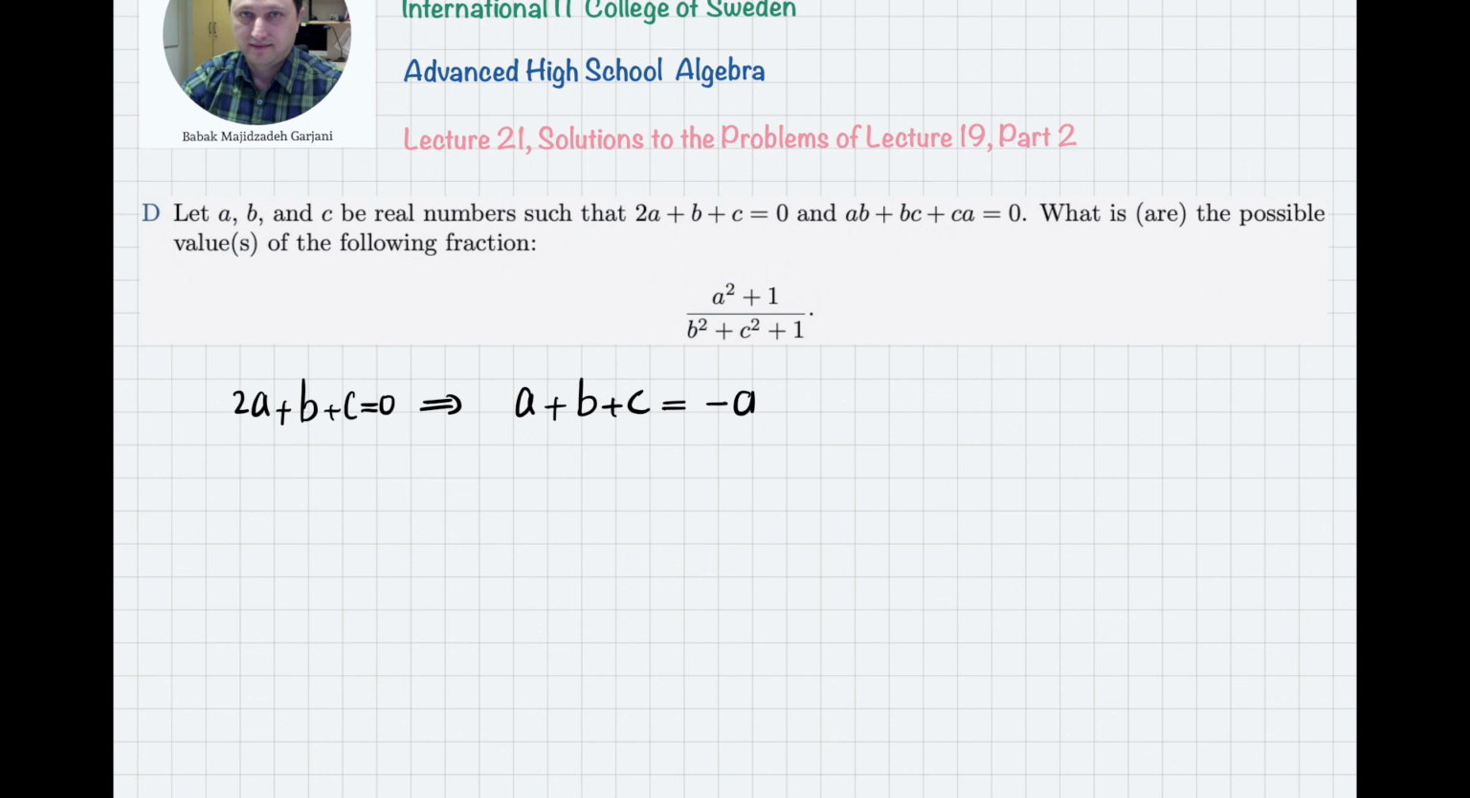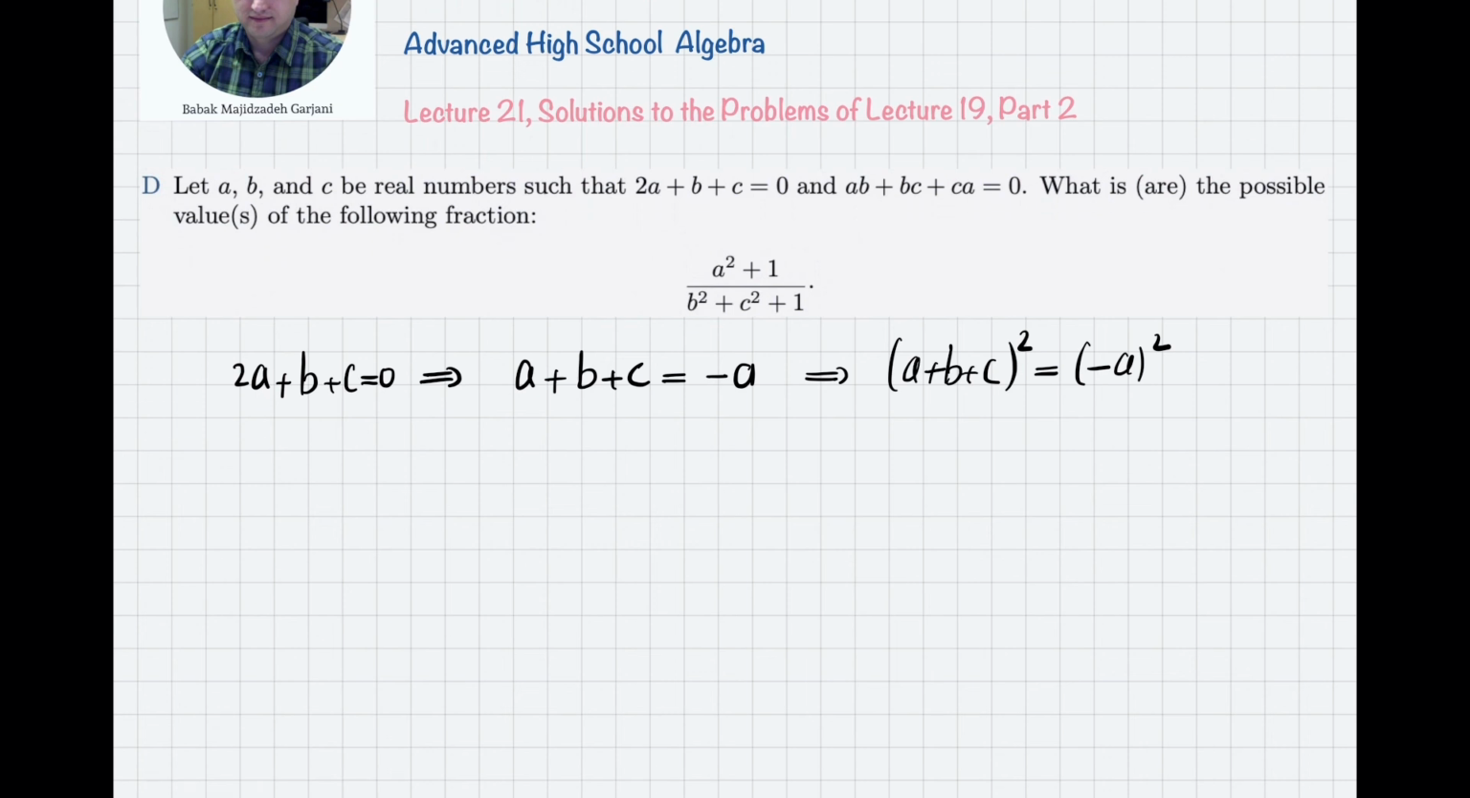The reason that I did this is that in the next step I want to raise it to power 2, and if you remember this identity from my previous lectures, an expression like this will appear when I square it. So let me just do it for you. Then it becomes a plus b plus c to power 2, and on the right hand side I will have minus a squared.